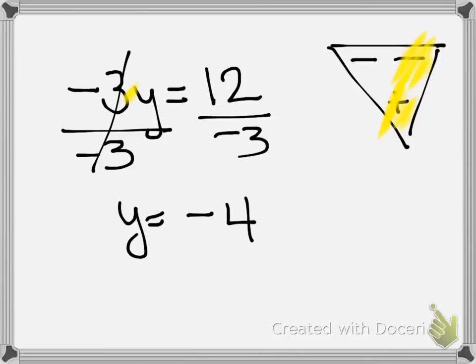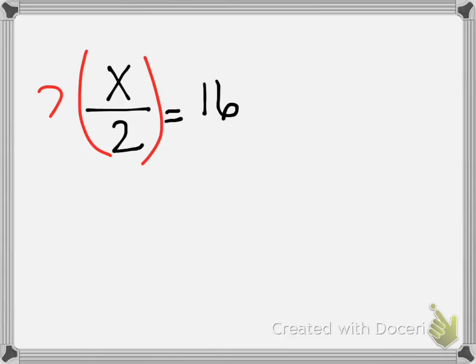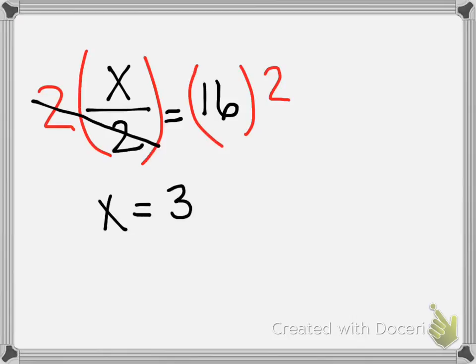This works the same with division. So if I have x divided by 2 equals 16, to get rid of division, we're going to use multiplication. So I'm going to multiply both sides by 2. Remember, if you do it on the left, you have to do it on the right. That causes this to cancel, and we learned that from fractions. So x must equal 32.